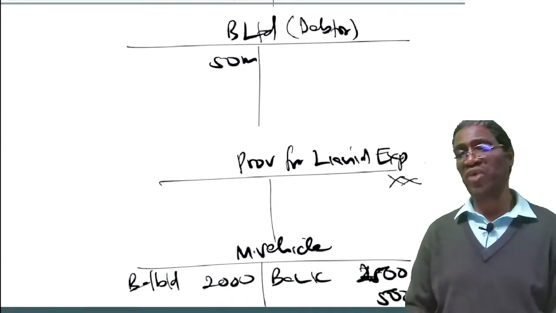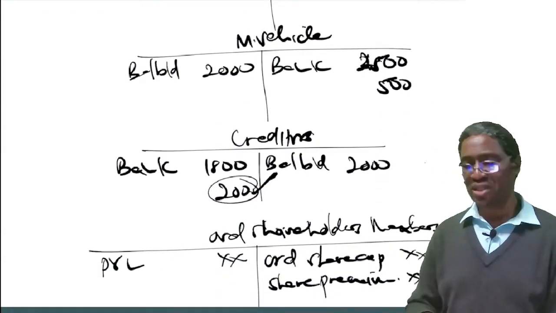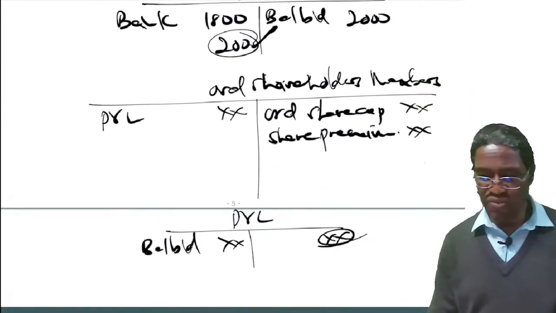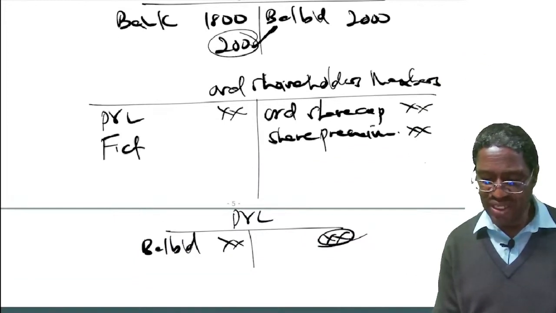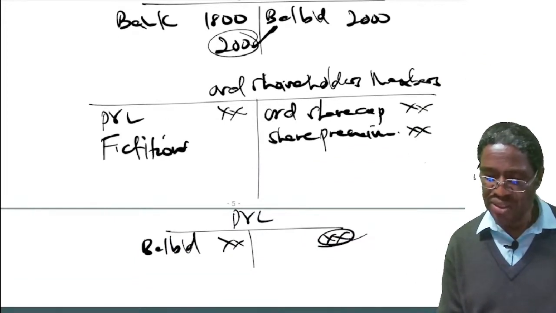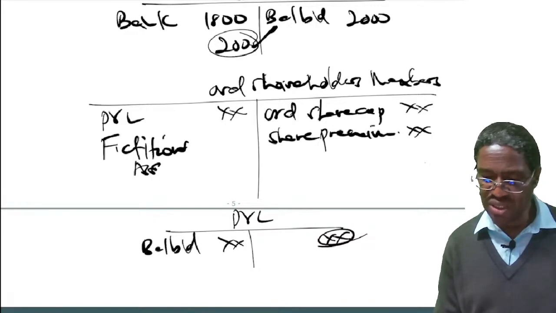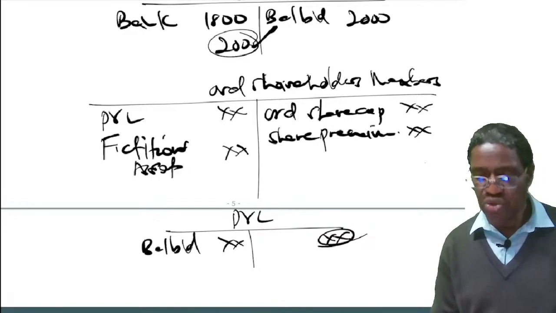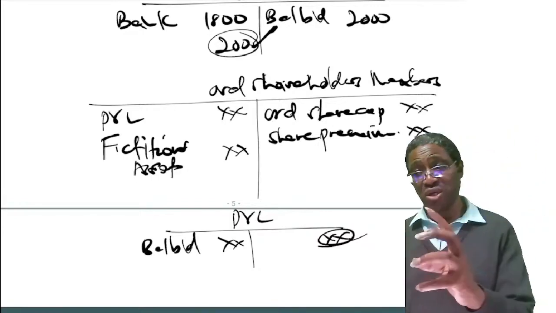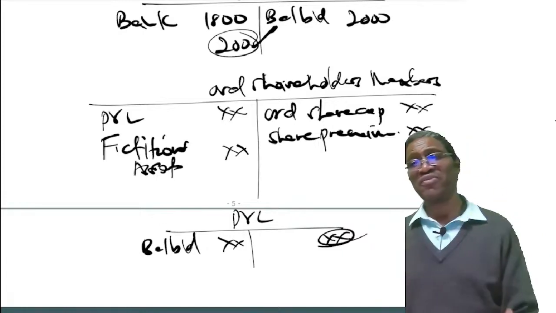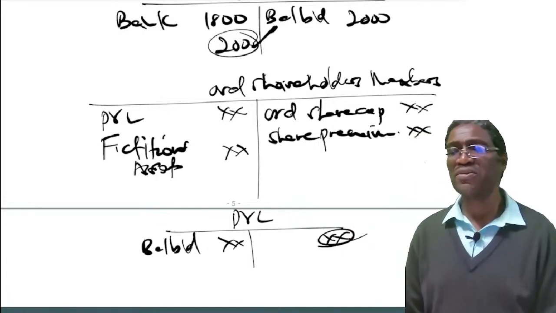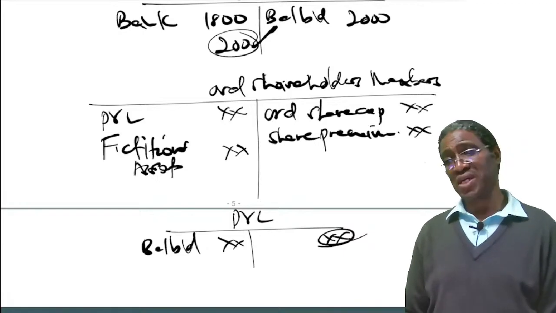Let them take over the loss of that asset, whichever is the fictitious asset. Whatever the fictitious assets are, you will debit the ordinary shareholders members and you credit fictitious assets. Good. That's our step number 9.